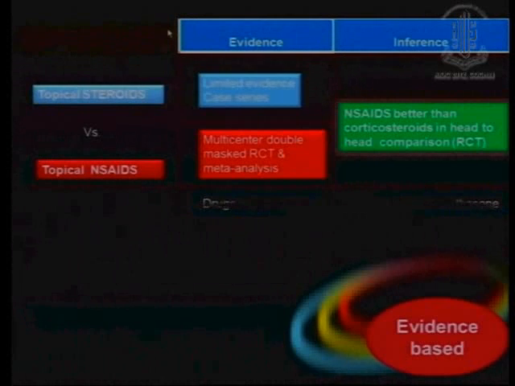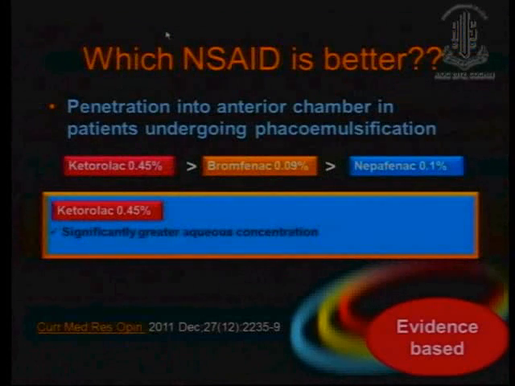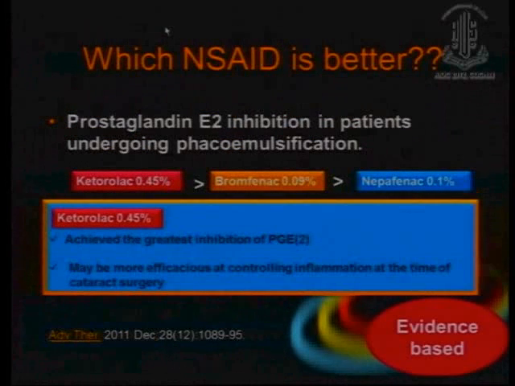The drops that were compared were fluorometholone and betamethasone. The combination treatment has synergistic effect. As far as which NSAID is better, the penetration into the anterior segment, the ketorolac is better than bromfenac and bromfenac is better than nepafenac. The ketorolac has significantly greater aqueous concentration. And coming to the better PGE2 inhibition, again ketorolac scores over the other two.